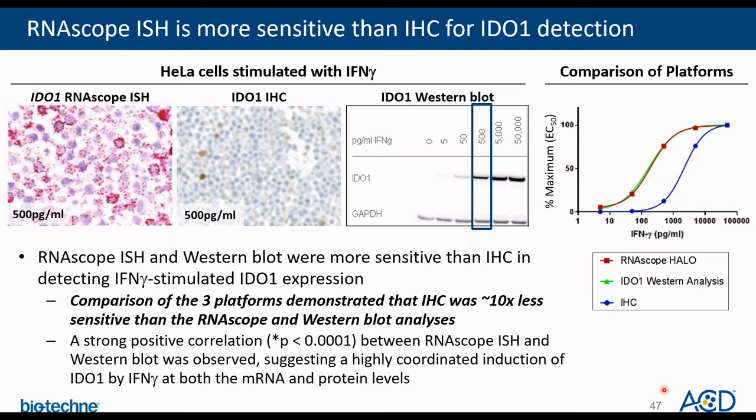And it also showed that there was almost perfect correlation between RNAscope and Western blot sensitivity. As you can see, the curve is overlapping. And so the strong correlation between RNAscope in situ hybridization and Western blot suggests a highly coordinated induction of IDO1 by interferon gamma at both mRNA and protein levels. Finally, Insight switched from IHC assay to RNAscope platform for their clinical trial.